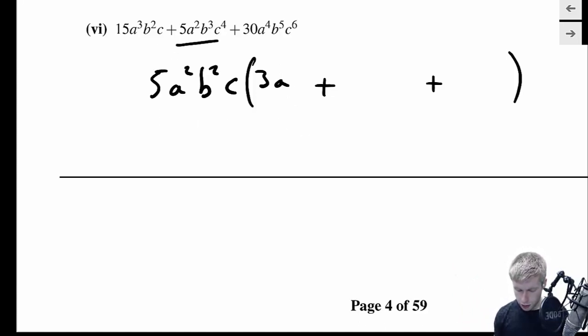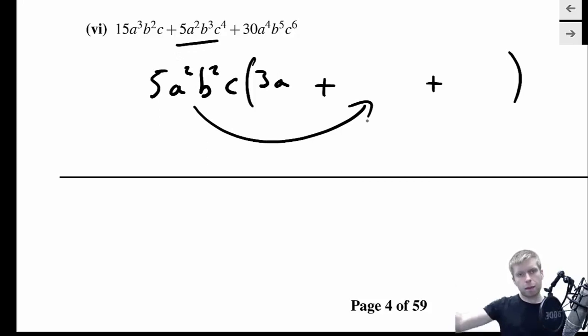Now let's have a look at my second term. So that multiplied by something that goes there has to give me 5a squared b cubed c to the power of 4. So I don't need to worry about the numbers, that's already been pulled out. The a squared has also already been pulled out, so don't need to worry about that. But then let's think about the b's. Well, I've already pulled a b squared out. I need a b cubed, so let's put a b back in there. B squared times b gives me b cubed.